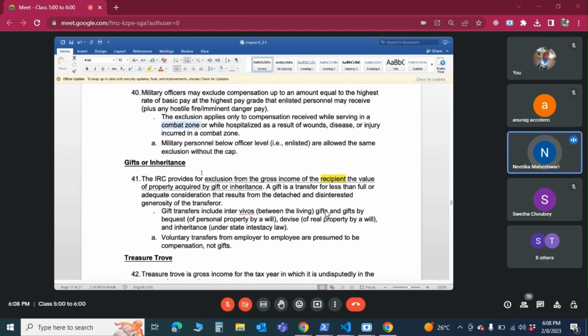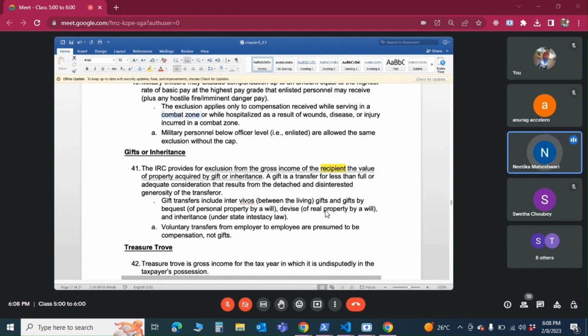Okay, we'll just finish up this part. Gift or inheritance, obviously it is not included in the gross income. Gift tax and inheritance tax are a different kind of tax that applies. So it is not included as part of income tax. There's a whole different law on that.